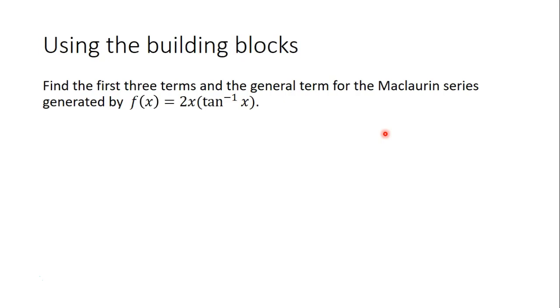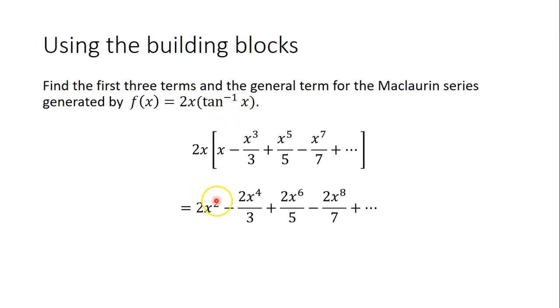All right, so how do we use these? Once we have these down, you can use them in conjunction with other functions to build new functions, right? So for example, if we want to find the first few terms from the general term for the Maclaurin series for 2x tan inverse of x, all we do is multiply 2x by the series for tangent inverse x. If you know the series for tangent inverse x, here it is. You just throw 2x in front of it. Now, it's not the best thing to leave it like this. So we're going to distribute that 2x in. So we get 2x squared minus 2x to the 4th over 3 plus 2x to the 6th over 5 minus 2x to the 8th over 7, etc.